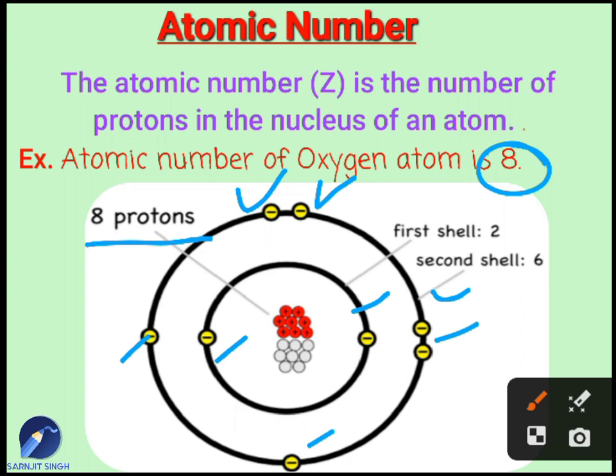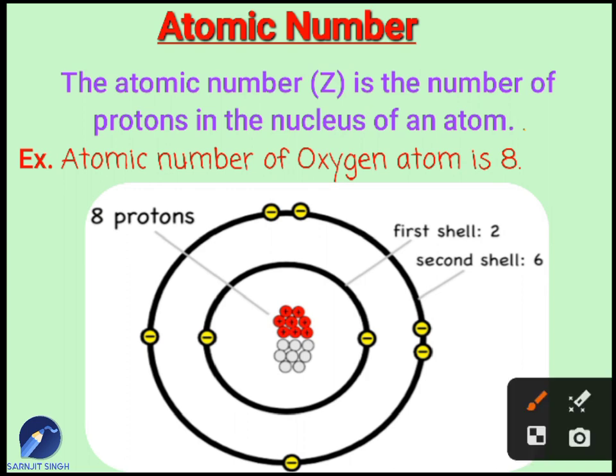But the number of neutrons varies from one atom to another atom, and sometimes for the same atomic number the number of neutrons is also different. But who decides the atomic number? The correct answer is the number of protons. For a neutral atom, the number of protons and the number of electrons are the same.